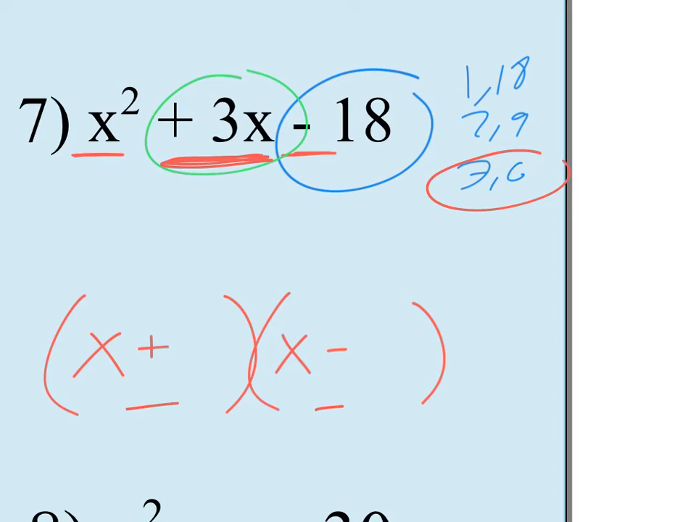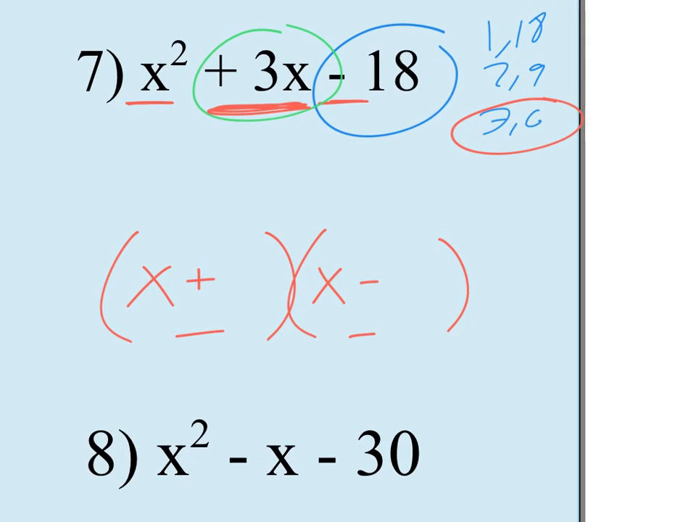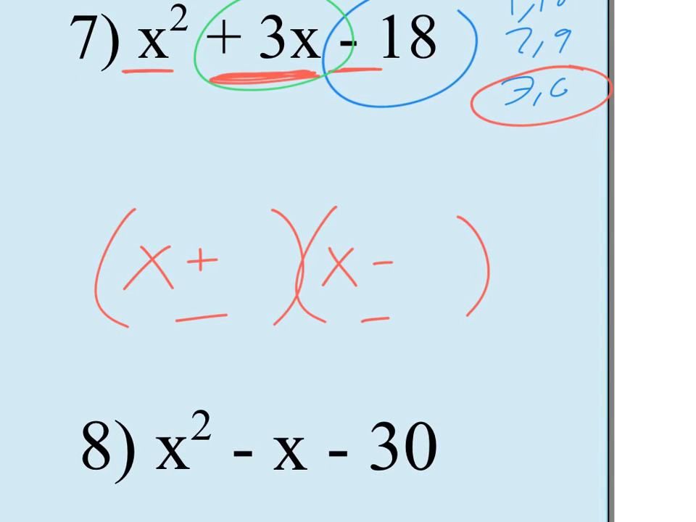Well, as I look at it, I think 3 and 6 is going to be my combination, and if I arrange it correctly, I need the plus sign to have the 6, because I need that to be positive, and the subtraction sign to have the 3, because then when I combine those, that should give me positive 3, right? Positive 6 and negative 3 gives me positive 3.